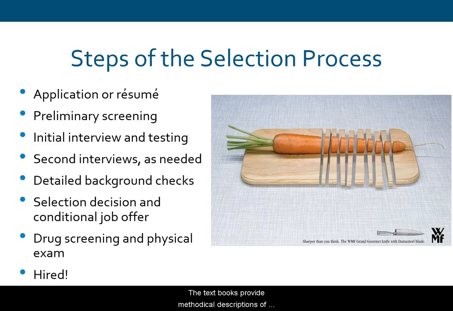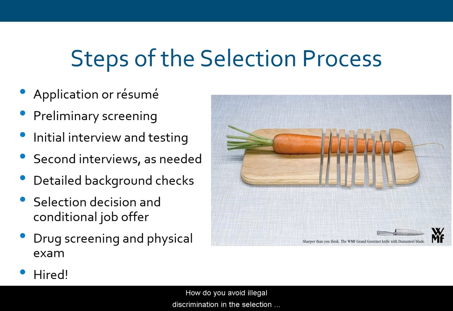The textbook provides methodical descriptions of the 8 steps you need to follow while selecting an employee, from the application process to the screening and testing process, and all the way to the hiring process. I won't go into the details because these steps are easy to follow in the textbook. The key thing to remember here is that as you make each cut in the process to select the best employee, you need to make sure you are not discriminating anyone illegally.